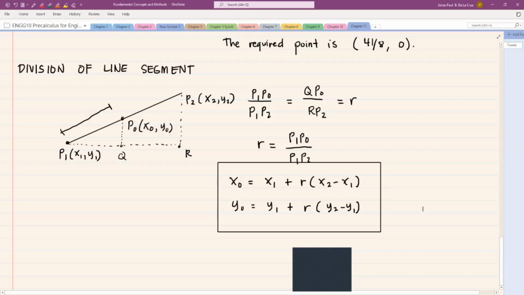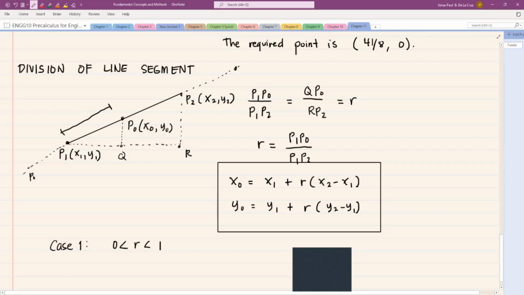Kasi itong example natin nito, PO is between P1 and P2. Pwede din na yung PO natin is nag-i-extend, nandito yung PO. Or pwede din nandito sa before P1. Pwedeng nandyan din yung PO. So meron tayong tatlong cases dito. Case 1 is when PO is between P1 and P2. Kapag yung PO natin between P1 and P2, yung R natin is between 0 and 1.